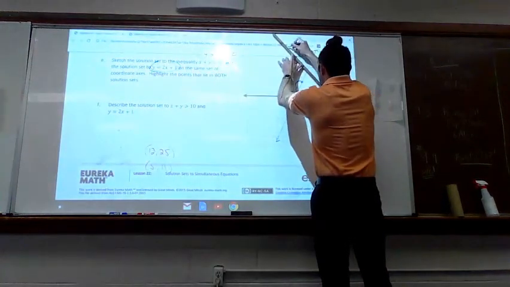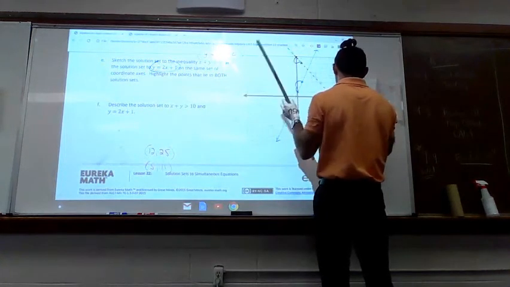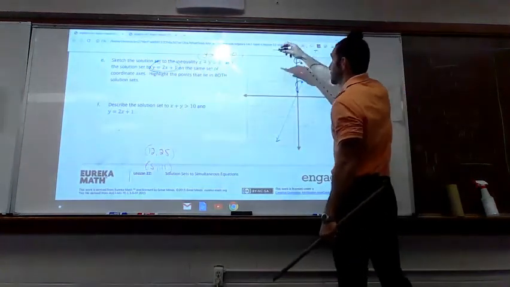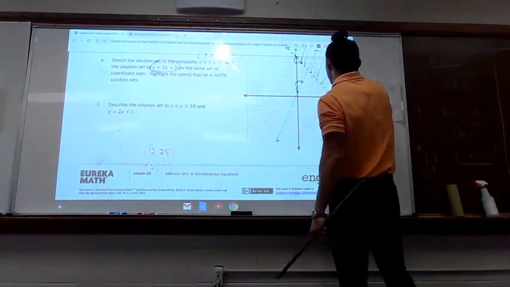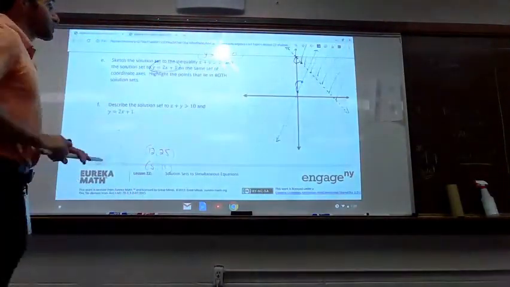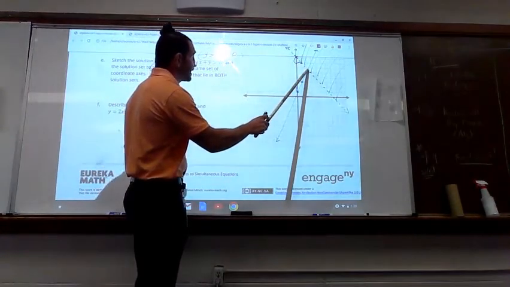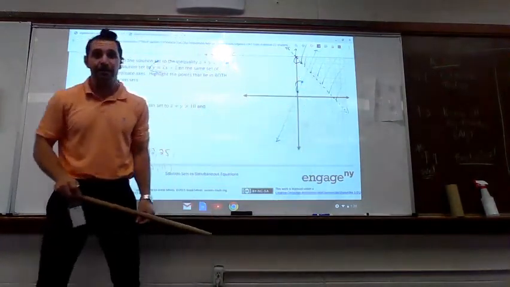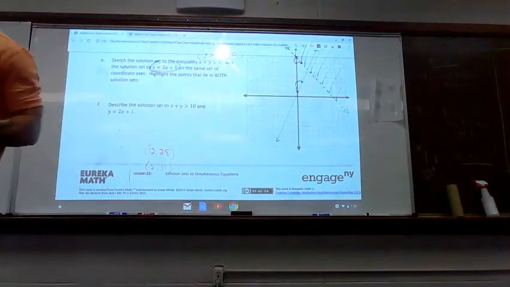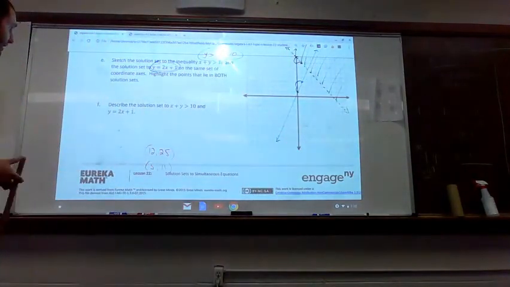Why dashed? Because it's just greater than. And then I'm going to graph answers in this direction because it's greater than, so it's all of this shading up here. Okay, so describe the solution set. The solution set is everywhere where the lines intersect and above, but not at the intersection. Why not at the intersection? Because this dashed line is not part of both. But everywhere on this line above it is absolutely a solution.